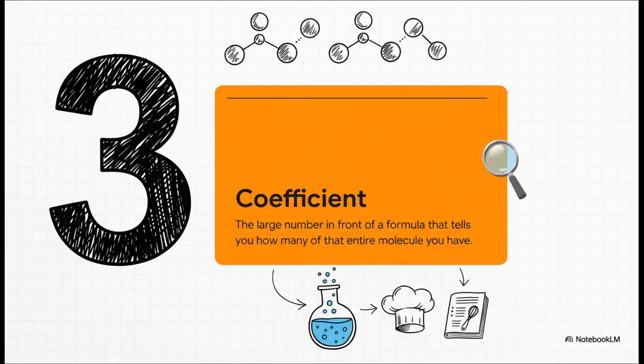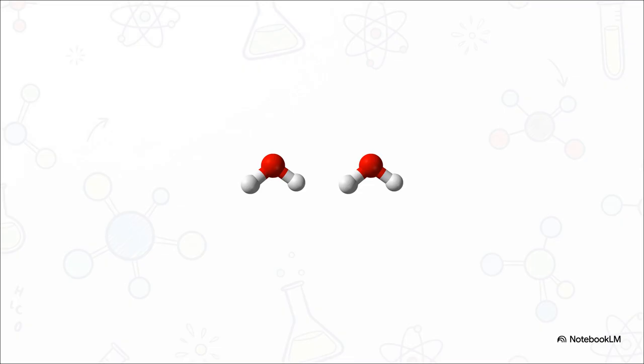Okay, one last number to learn, I promise. It's called the coefficient. This is the big number that you see out in front of the whole formula. So if the little subscript tells you what's in one molecule, the big coefficient tells you how many of those entire molecules you're working with. It's like saying you want to make a double or triple batch of a recipe. So think about it. If H2O is 1 molecule of water, what do you think 2H2O is? Yep, it's just 2 separate molecules of water, just like you're seeing here. That big 2 out front multiplies the whole recipe.